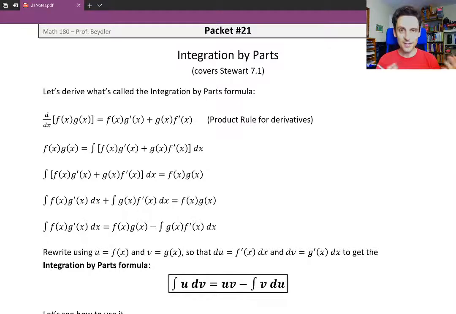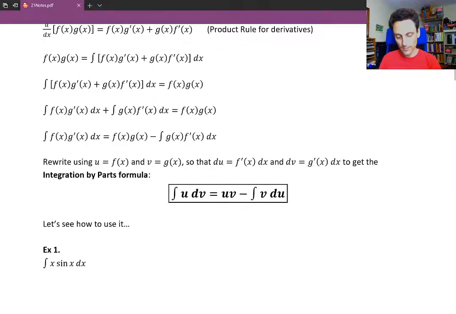Now it seems like all we've done is just mess around with some algebra, but it turns out at the end what we have is a super useful formula, the integration by parts formula, that's going to help us turn integrals that we can't do into integrals that we can do. Just to clean this up, because there's a lot of parentheses and x's, we're going to let u equal f of x and v equals g of x. We're just changing the variables around a little bit, changing the names. So then du equals f prime dx and dv equals g prime dx.